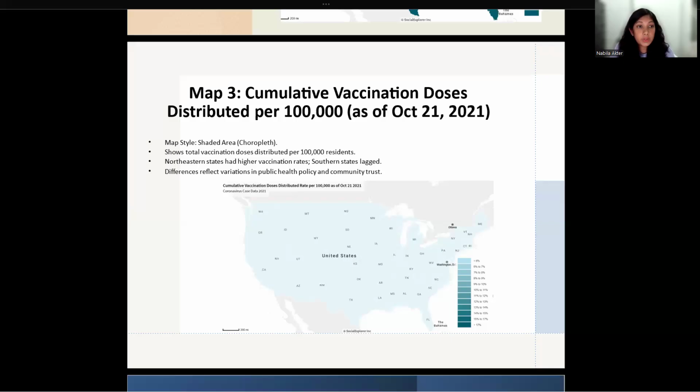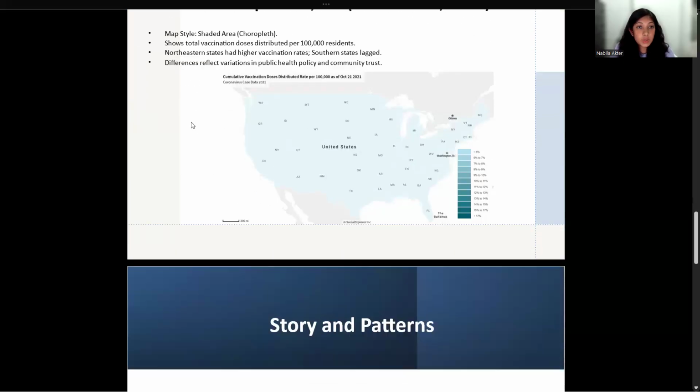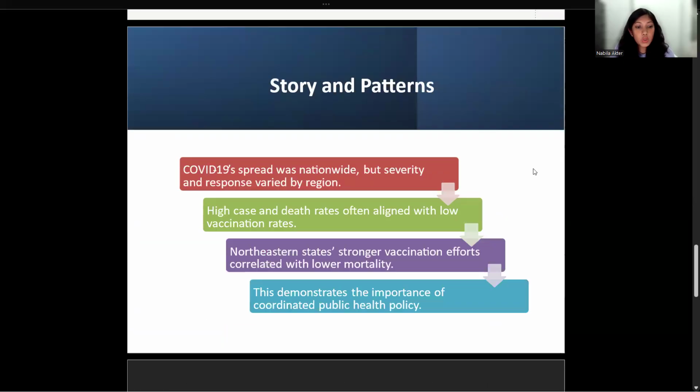So I'm going to slide 6, story and patterns. Looking at all three maps together, we can tell a clear story. COVID-19 affected every region of the United States, but the severity and response varied dramatically by state.